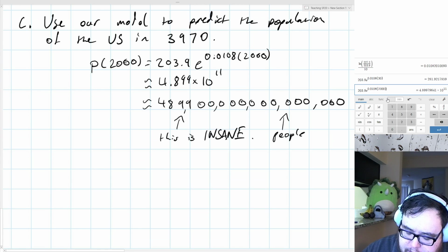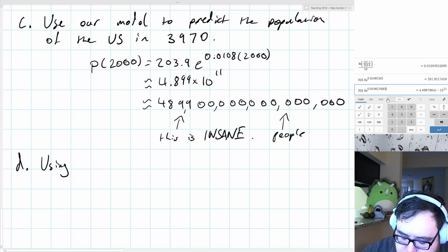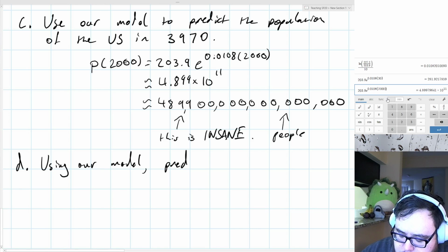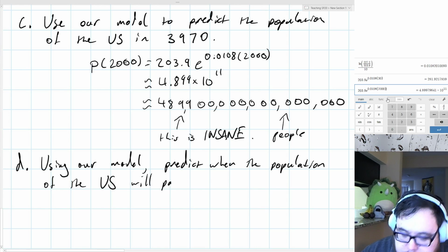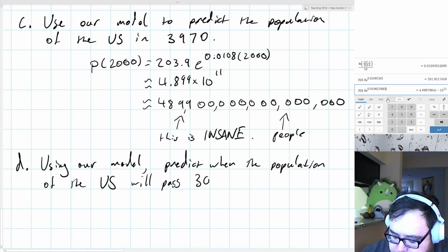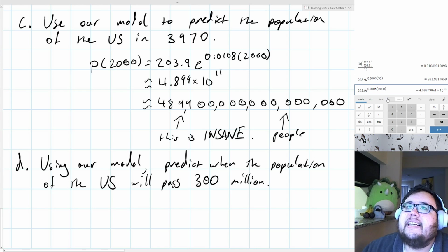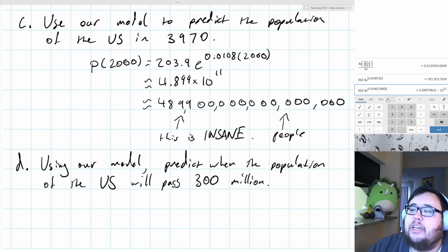So one more quick thing that we could do with this model, part D, using our model, let's predict when the population of the US will pass 300 million. So this is actually something a little bit different from predicting the population in a specific year. Instead of asking us to plug in a number, this is asking us to set it equal to a number.